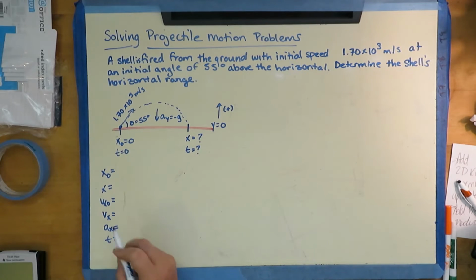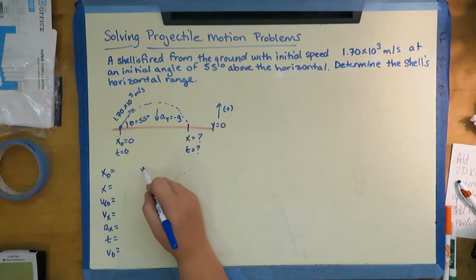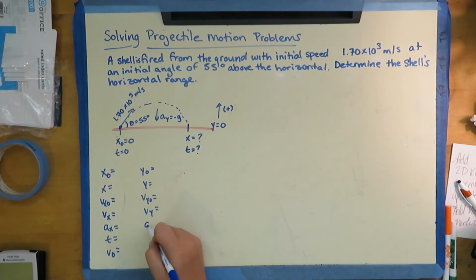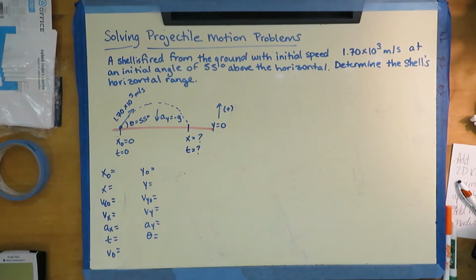Ax, t, what did it say? V0 might be something. Y0, y, Vy0, Vy, Ay, theta. I think that's probably pretty good.